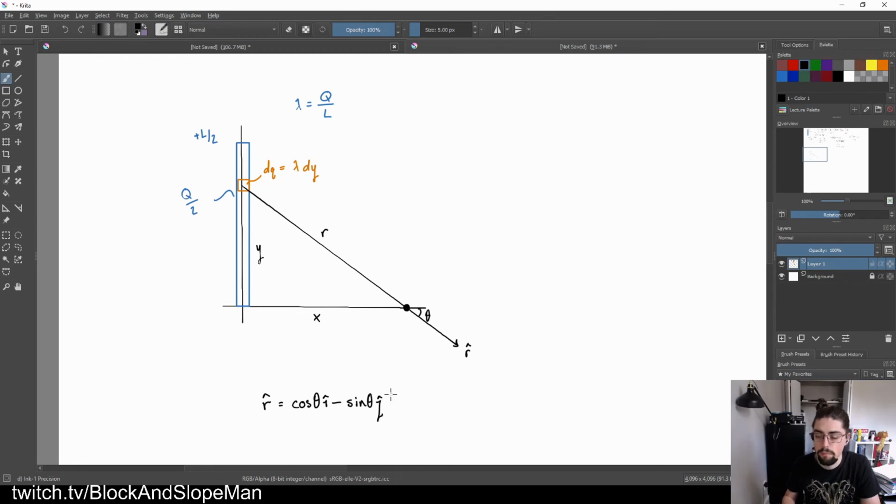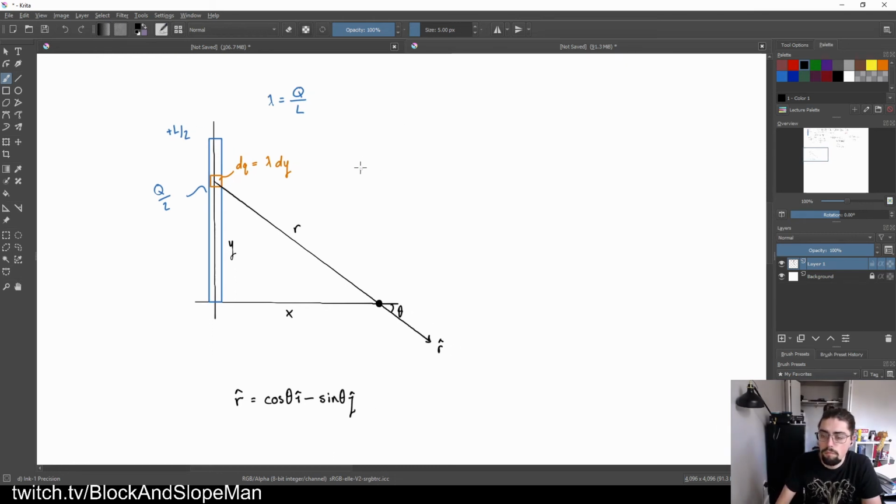Now, piece by piece, I want to find the electric field. To find the electric field, I need to sum up every single piece of the electric field. I don't know how to integrate every single piece of the electric field. I don't know what the bounds of that integration are. So I'm going to replace that by saying the dE is equal to k dq over r squared r hat. Okay, so let's plug that in.